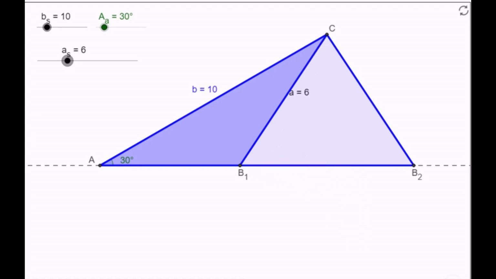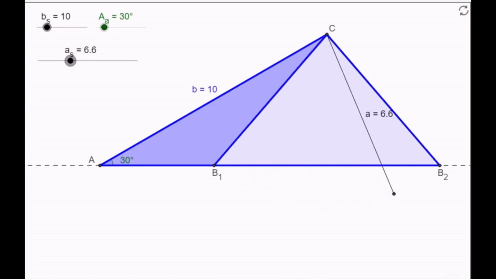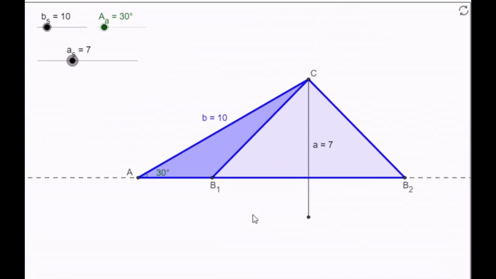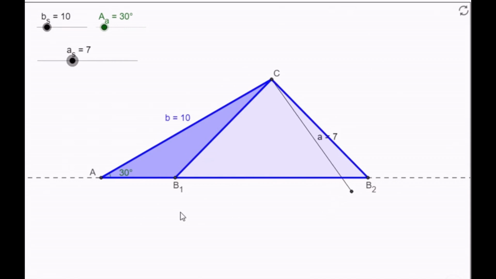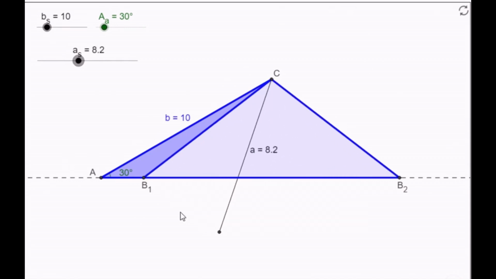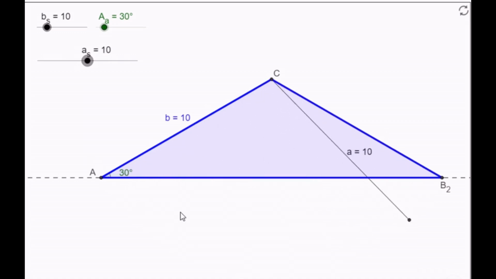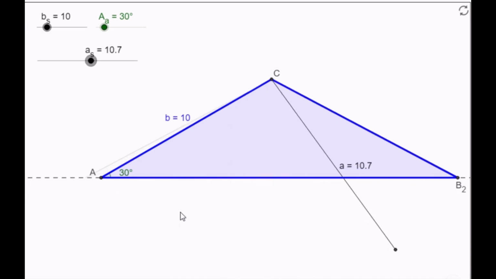Okay, so the question is, what happens if I go even further now? So you can see we keep having these 2 triangles. I'll just zoom out a bit. But what's going to happen when I get to a certain point, you can see that the triangle is getting bigger and bigger and bigger. But when we get to 10, so in other words, isosceles triangle, you can see we're back to 1 solution. And if you go bigger than 10, you can see you can only ever make 1 triangle because it can't go back on itself.